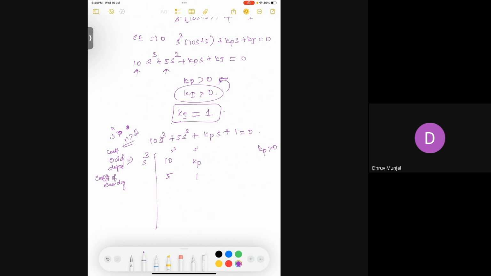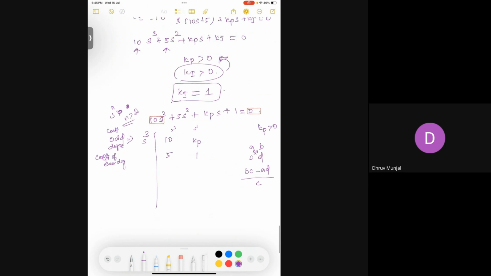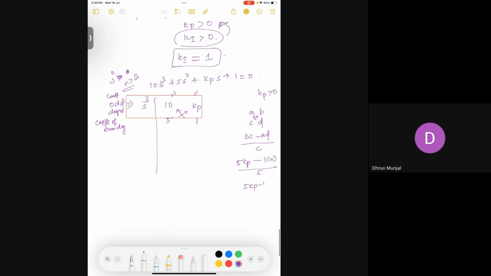Now, you are going to multiply. For example, you should multiply BC minus AD and put C in the denominator. This is the operation you are going to perform until you are left with only one number. So first is 5 into Kp minus 1 into 10, divided by 5. So this will give you (5 Kp minus 10) by 5. So this will be Kp minus 2 by 1, right? Kp minus 2. So I am going to write this here. Kp minus 2.